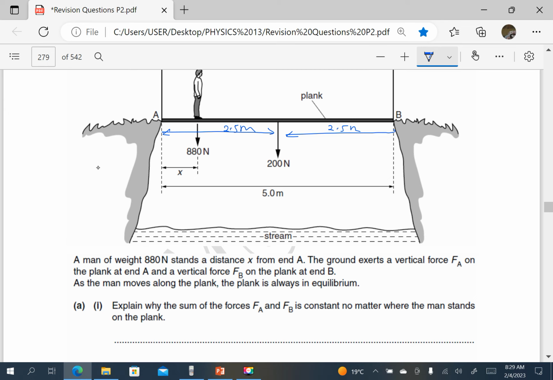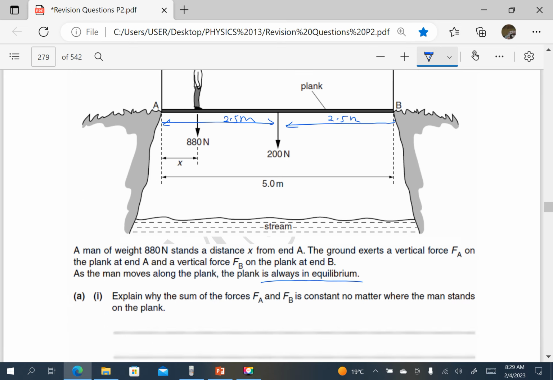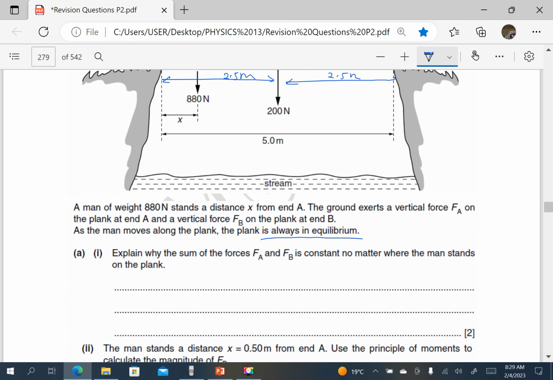The ground exerts a vertical force Fa on plank A and a vertical force Fb on B. As the man moves along, the plank is always in equilibrium. So if it is always in equilibrium, perhaps the total forces upwards are always equal to the total forces downwards. Explain why the sum of the forces Fa and Fb is constant no matter where the man stands on the plank.